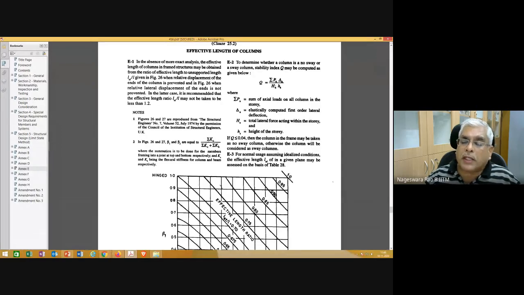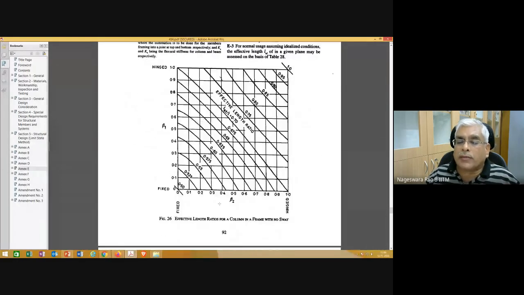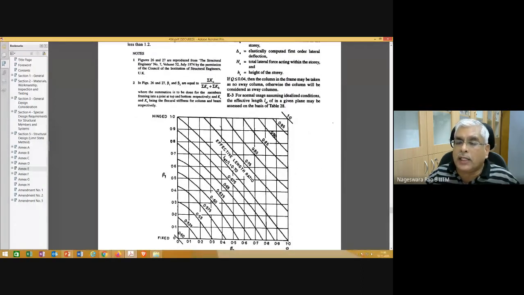Please note that to do all this, you need to have an idea about the entire framing system. Then only you will be able to calculate beta 1 and beta 2. Once beta 1 and beta 2 are known, then depending on whether it is a sway column or no sway column, you can read either from figure 26 or 27. So before you read, you need to select figure 26 or 27.